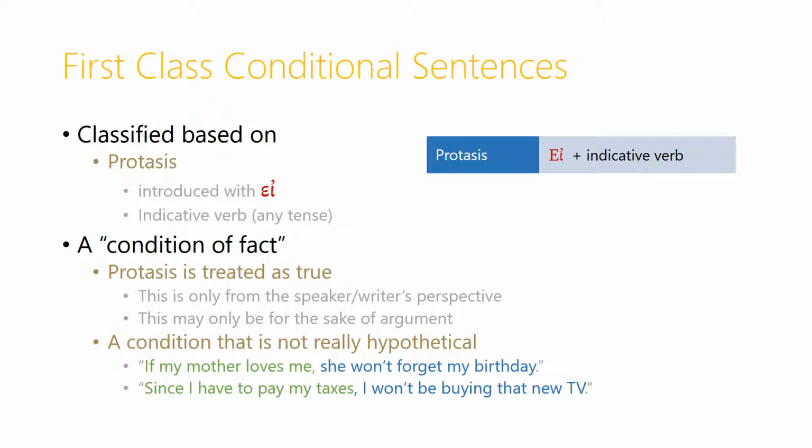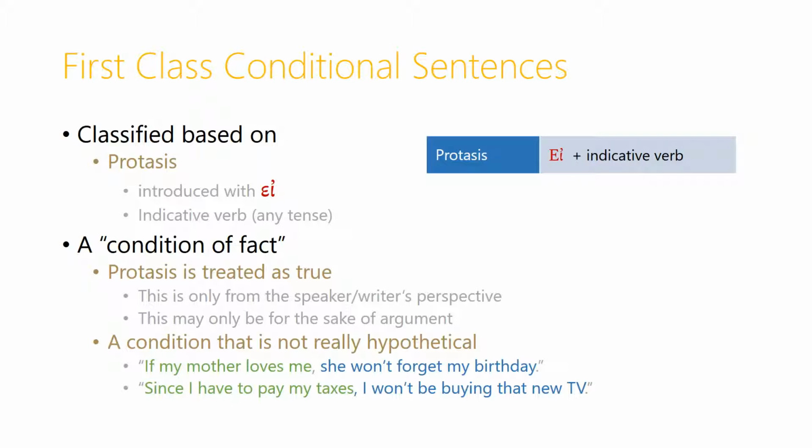Now, this may only be from the speaker or writer's perspective, and this may only be for the sake of argument. So it's a condition that's not really hypothetical. At least, it's not being treated as hypothetical. In English, an example would be to say, if my mother loves me, she won't forget my birthday. It's not really in question whether my mother loves me. I'm assuming she does, but I'm stating that if that condition is fulfilled, and it is, then she won't forget my birthday.